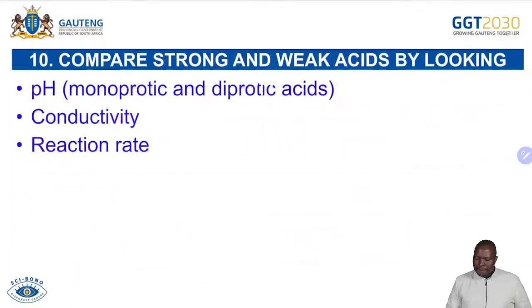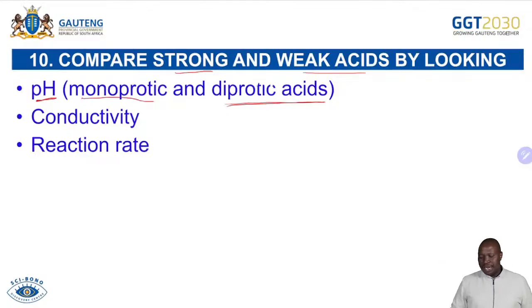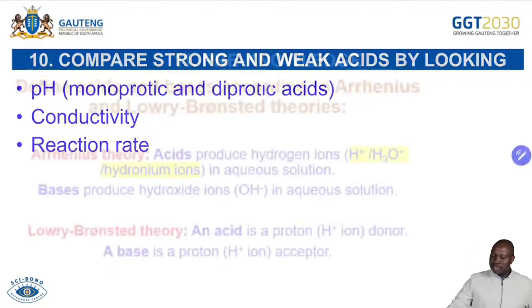Now we are saying you must be able to compare strong and weak acids by looking at their pH. Remember, we talked again about the monoprotic acids, which include your HCl and your nitric acid, and your diprotic acid, which in this case will include your sulfuric acid, and then the conductivity. Remember, if the acid is strong, we said it ionizes completely, which means it will have higher conductivity. If it has higher conductivity, it has a higher reaction rate. So those are some of the things that we'll look at.